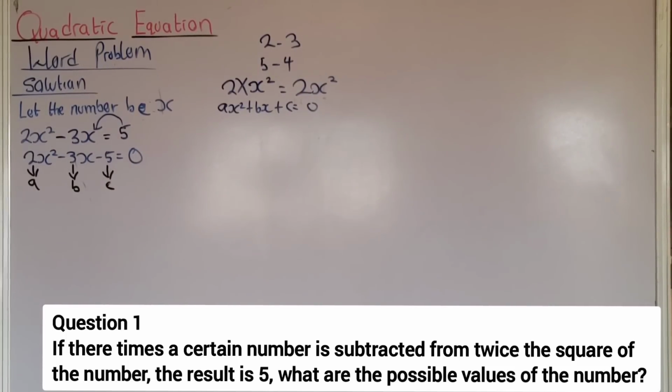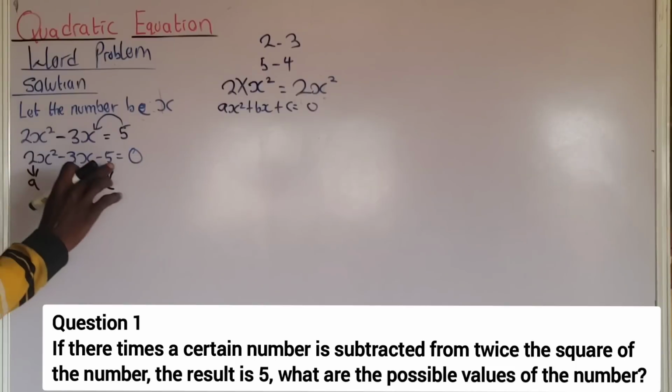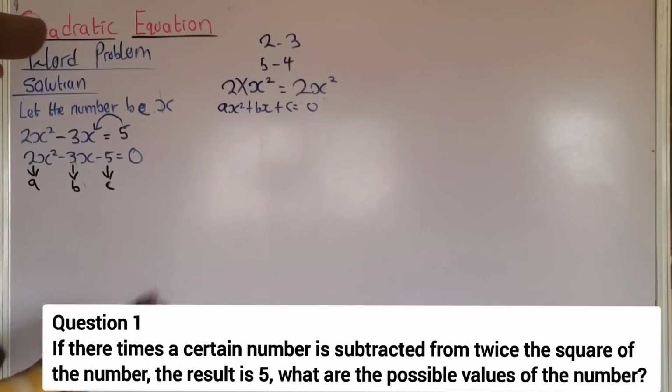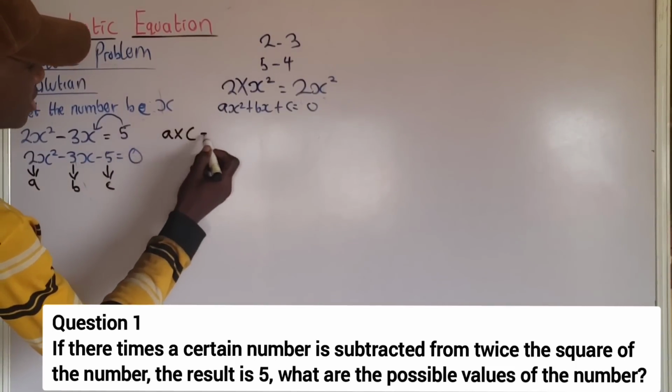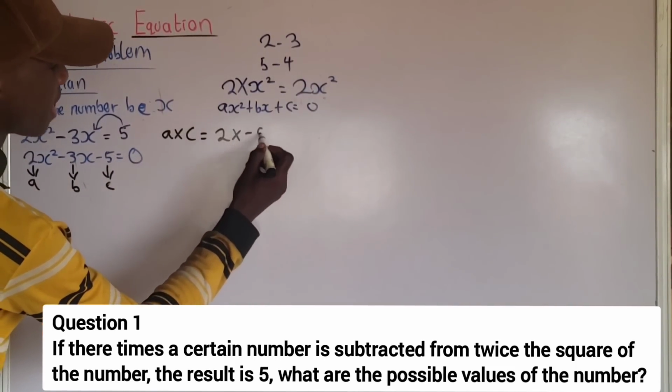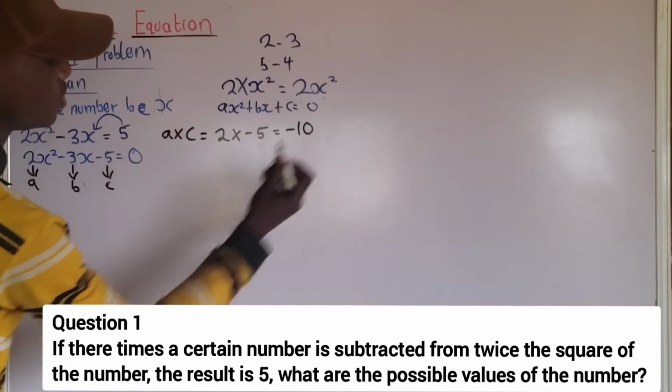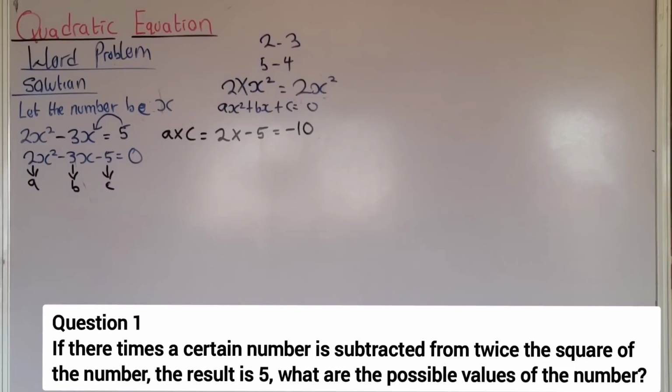So you can see that in this quadratic equation, the coefficient of x squared is not unity. Because the coefficient of x squared is not unity, I'm going to take the product of the coefficient of x squared, which is a, and negative 5, which is c. So a multiplied by c is equal to 2 multiplied by negative 5, which is negative 10.